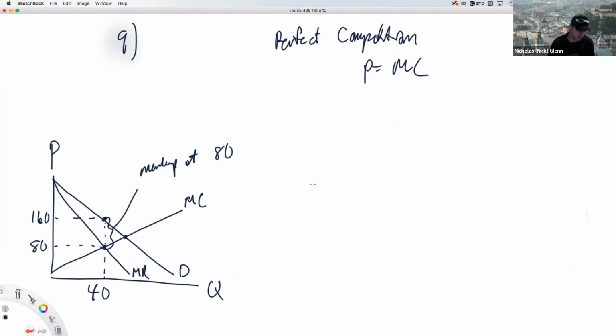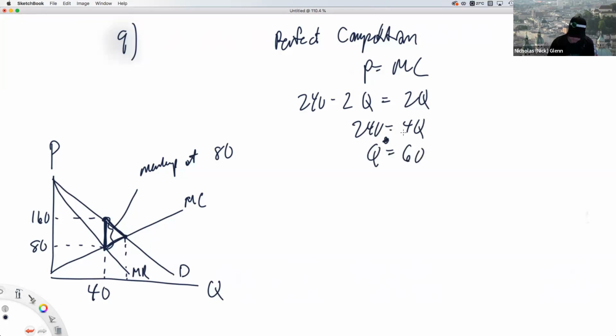That's what this next part wants to do. It wants to find the deadweight loss. And so essentially what the deadweight loss here is going to be this little triangle right here. All right, so we want to find this quantity here. So we're going to set the marginal cost, which is 2Q, equal to the price, which we said was 240 minus 2Q. Okay. 240 equals 4Q. Q equals 60. All right, so that's going to be 60 right there.